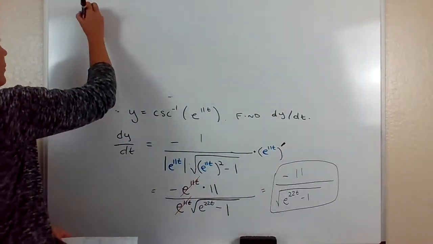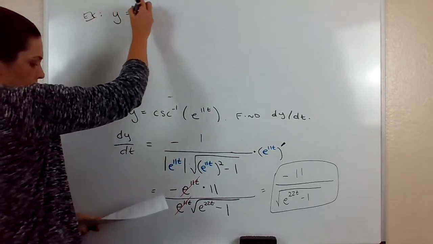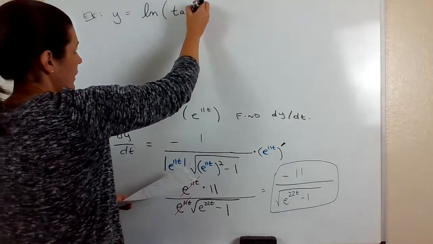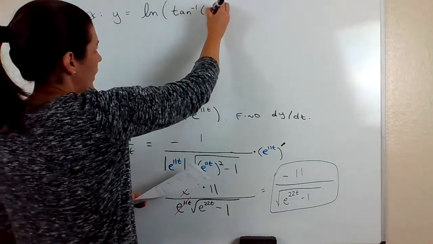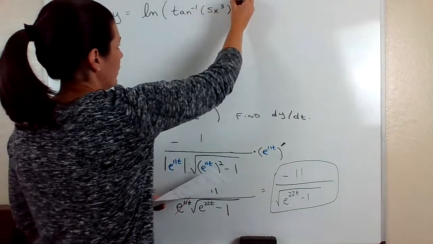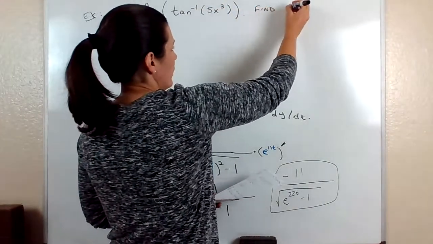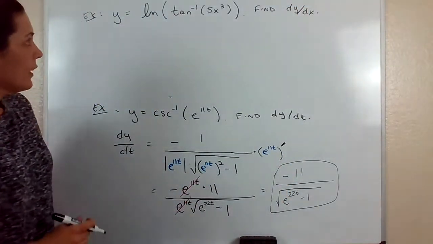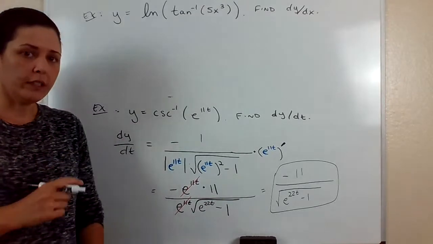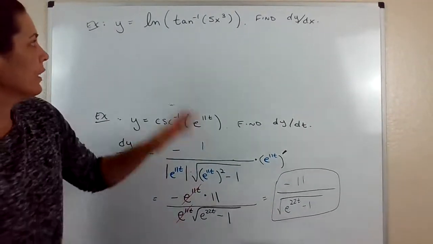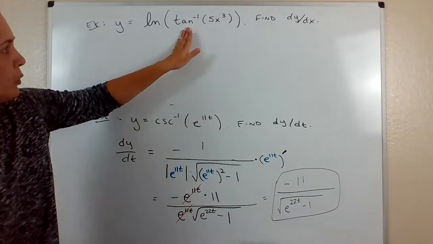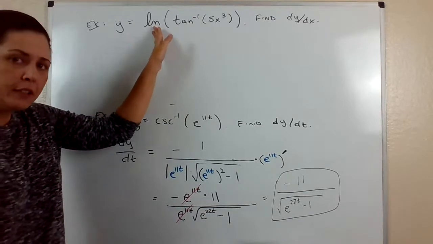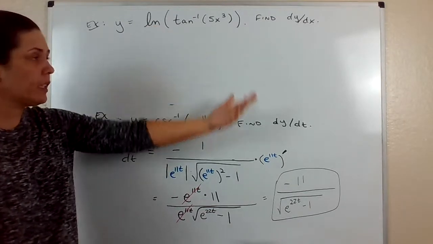So we have, for example, our function y equals natural log of tangent inverse of 5x cubed, and we are finding the derivative of y with respect to x. What I want you to notice first of all is with this one, you have your inverse trig function, which you are going to find the derivative of, but it's inside of the natural log function. So you're going to have to use the chain rule on this, and you're actually going to need it a couple of times.